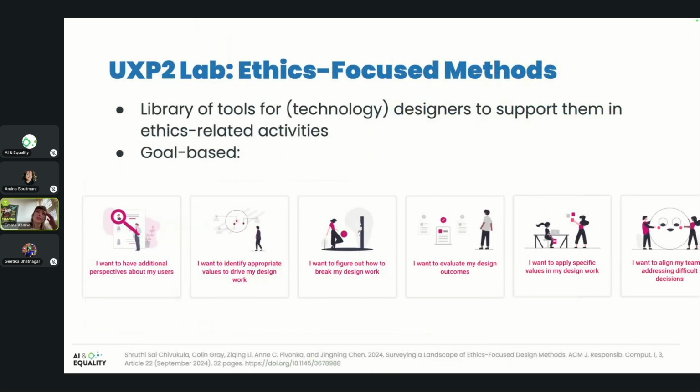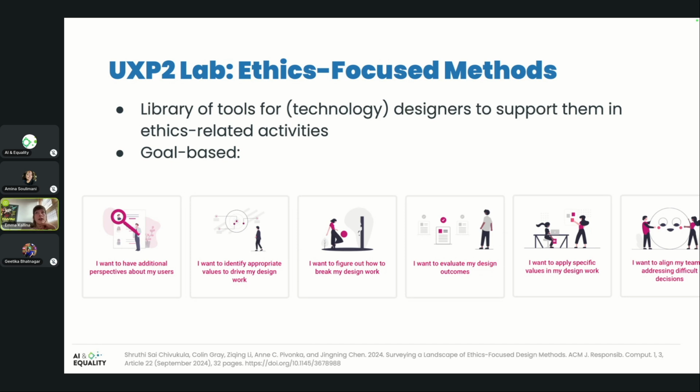Then there is, I actually don't know how to pronounce this, but from this lab, they have a website which I really like because it starts with problems. It's again not AI specific, but it's technology specific, and it is for people that are designing or creating technology. And it's goal based, which I really like. You can select a goal, so here I want to identify appropriate values to drive my design work, or I want to apply specific values in my design work. Then you can press on it, and it suggests different methods to achieve this goal, which is great.